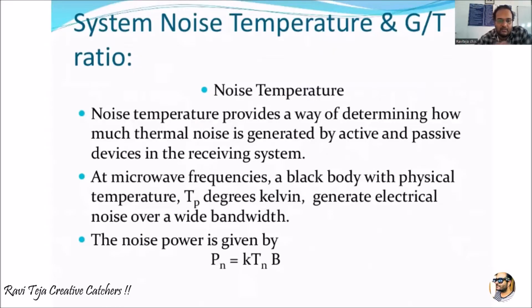Generally, at a microwave frequency, a black body with physical temperature TP in Kelvin generates electrical noise over a wide bandwidth. This noise power is given by Pn = K Tn B. Pn is the noise power. Let's see what K, Tn, and B are.